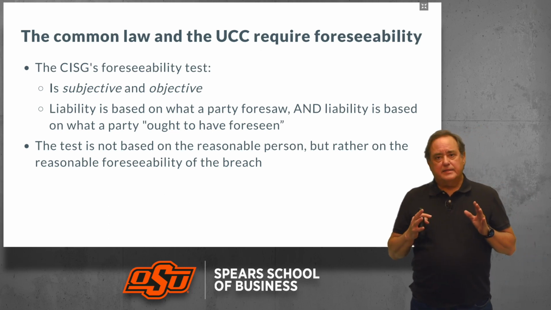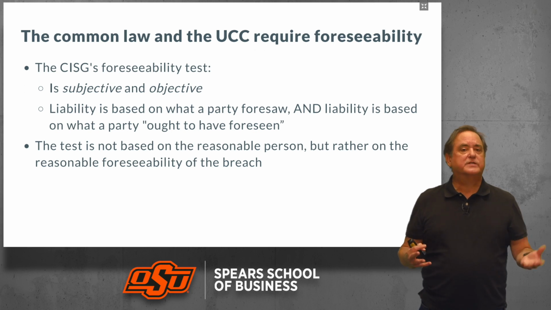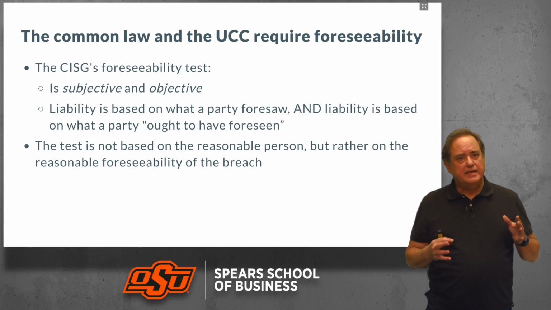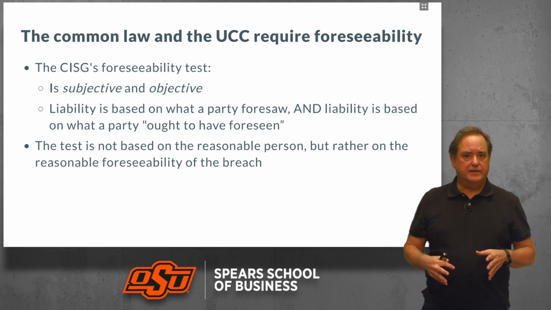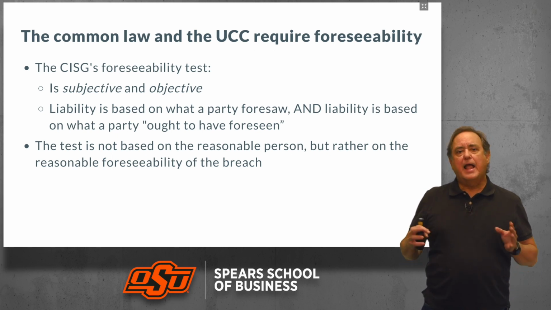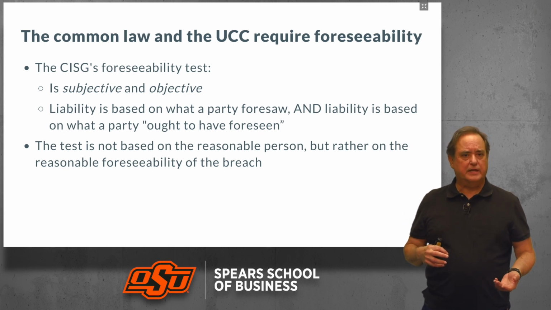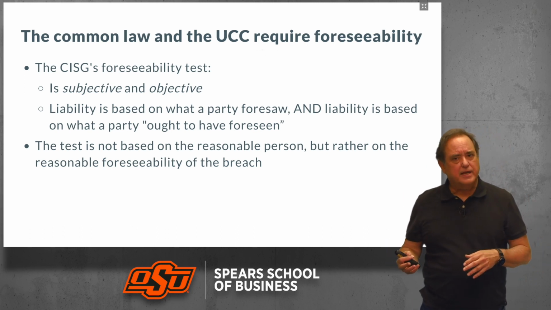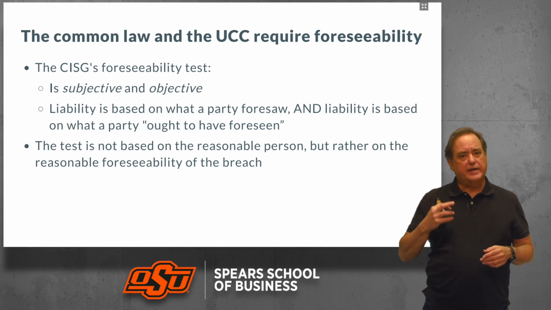I said that the common law and the UCC both have this same foreseeability requirement. The CISG's foreseeability test has two aspects to it. It is subjective, meaning what did the party actually foresee, and objective, which is to say what a party ought to have foreseen. And the test is not going to be based on the reasonable person standard, but on how foreseeable was the breach.